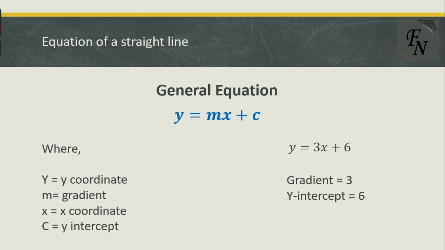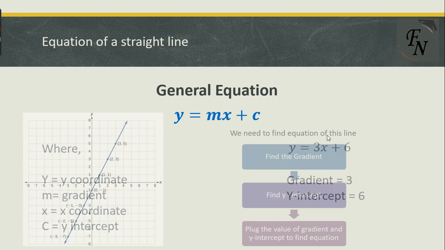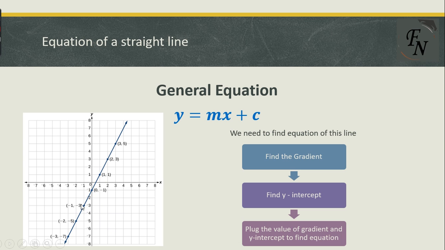This is how we compare with the general equation to find the gradient and y-intercept. If we need to write an equation and we have points given on graph paper, or two or three coordinates given on a straight line, and we need to find the general equation of the straight line, we use this process. First we find the gradient of the line, then we find the y-intercept, and then we plug in the values of gradient and y-intercept to find our equation.